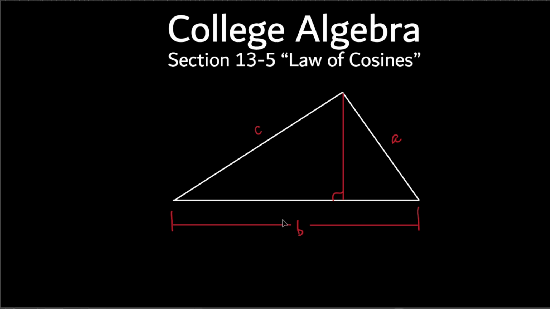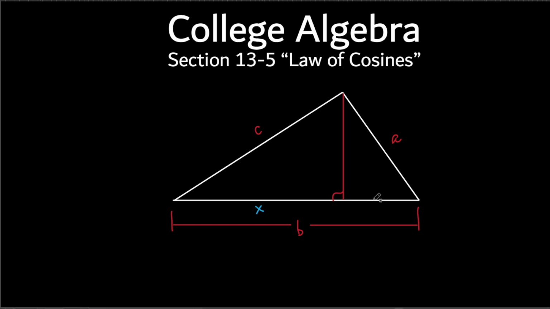And let's see what else they tell you. Let's make this a different color. That's X. X is from this point to where that perpendicular line hits. Everybody see that? That's what X is.